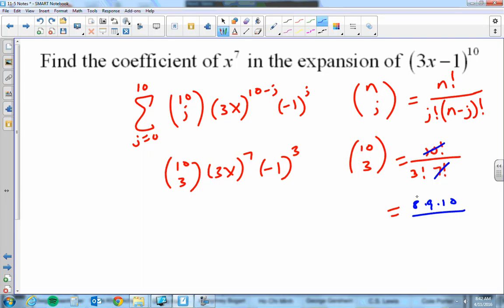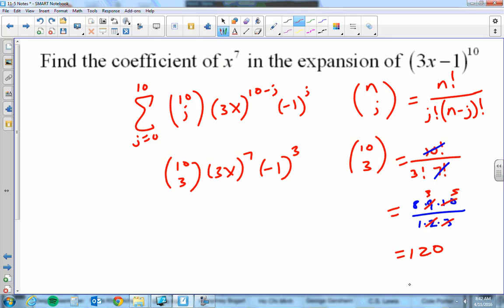So after we cancel, we're left with 8, 9, 10. And then 3 factorial is 1 times 2 times 3. You don't really need to write the 1, but I would write that out, because then you can finish canceling. So 2 goes into 10 5 times, and 3 goes into 9 3 times. I would show the work exactly like this, and then multiply it out. 8 times 5 is 40, times 3 is 120.